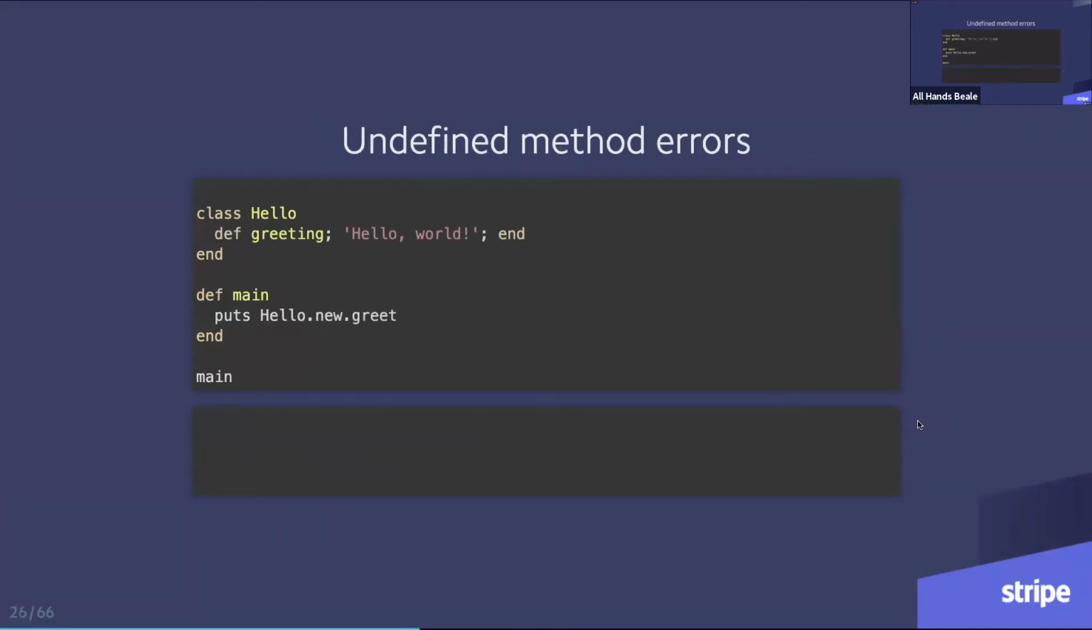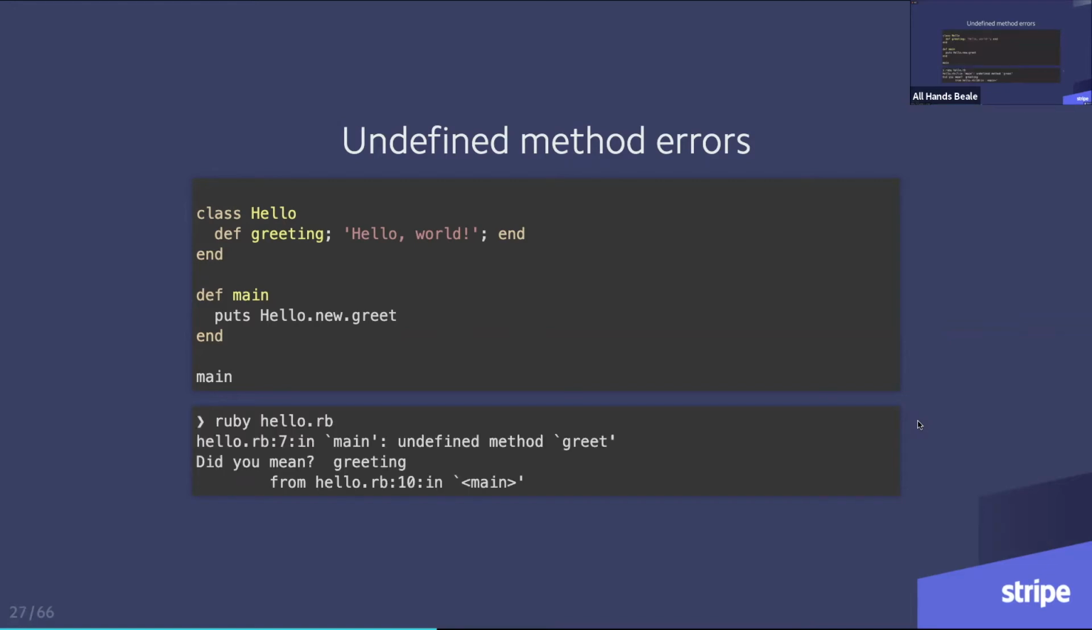The second one is undefined method errors. So here you're calling a method, you're intending to call the method greeting, but you called it greet, which means when you start running the thing in Ruby, that's what's going to happen. You're going to have an error called undefined method greet.